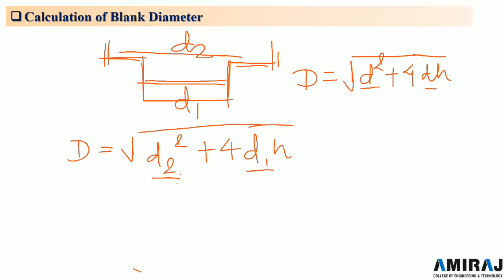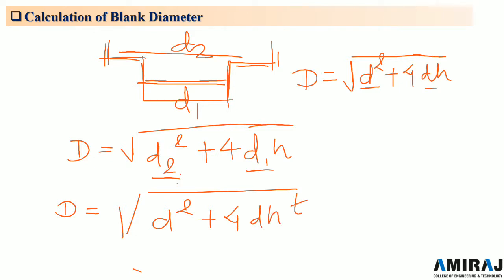When doing deep drawing along with ironing, so that the thickness of the wall of the shell is less than that of the bottom of the shell, the blank size can be calculated by the equation capital D is equal to under root small d square plus 4 times dh t1 by tb. This equation is useful for deep drawing along with ironing.